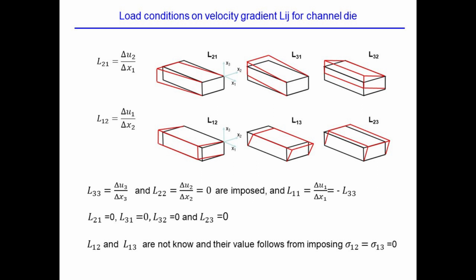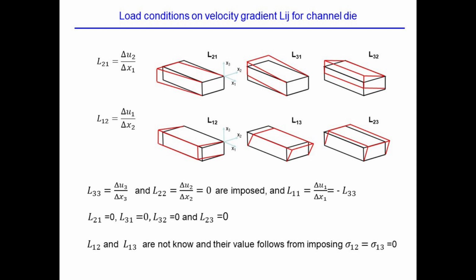This one, L13, for the same reasons, can take place, but this one cannot take place because it would be shear against the walls of the die. So these four shears cannot take place. So the components 21, 31, 32, and 23 have to be imposed equal to 0. The component L33 is the compression, and L22 is the strain in the horizontal direction, which again the channel prevents. It's 0, is imposed, and L11 is equal to minus L33 just because the problem is incompressible.